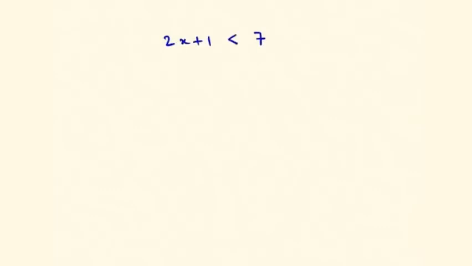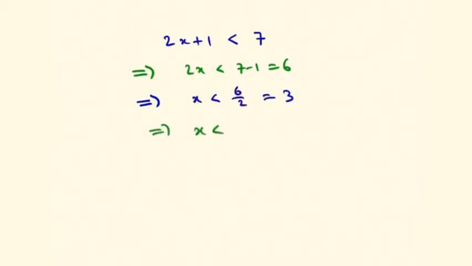Let's have less than. Now to solve this inequality, it's exactly the same process that you saw when it was equals. You subtract 1 from both sides and the inequality is retained. And you isolate x finally by dividing by 2. So the answer is x is less than 3.